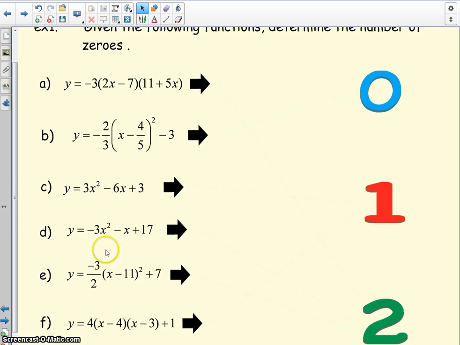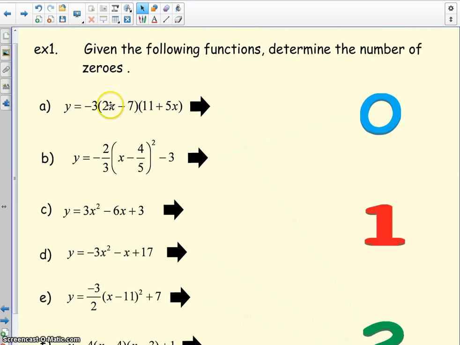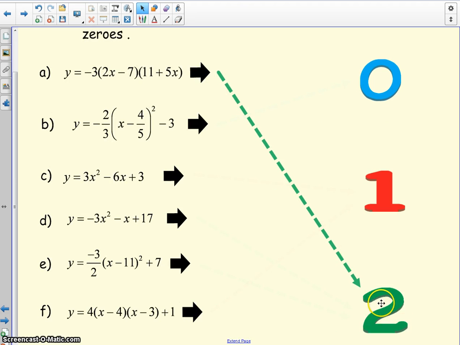Okay, I'll start with the factored form one first. This one's probably easiest to look at. Right away, we see 2 distinct brackets, 2 distinct factors. From each one of these, we're going to get a different x-intercept. This one should therefore have 2 x-intercepts, or 2 zeros.